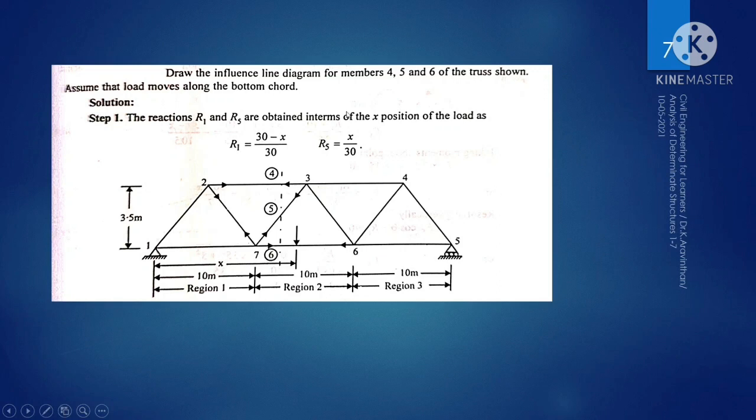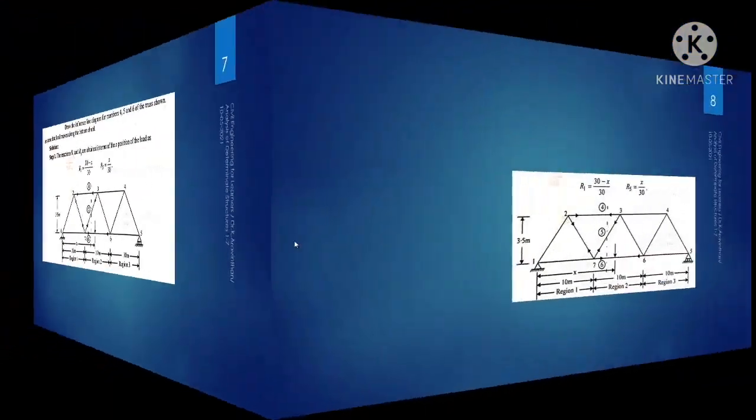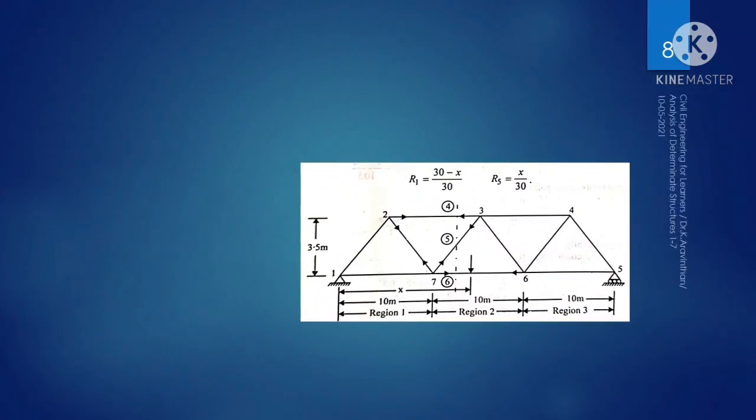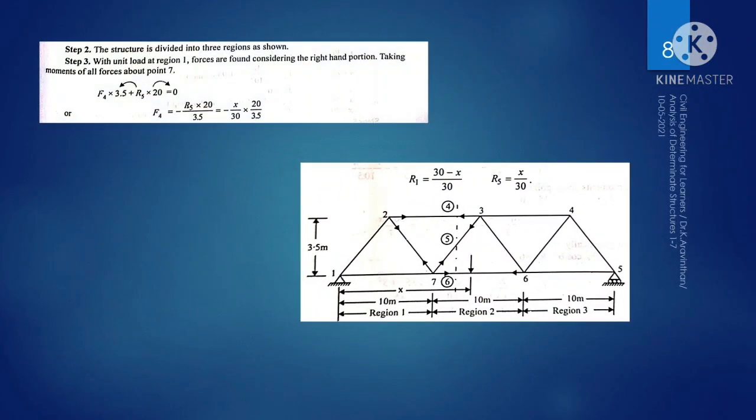So these members are not going to take any bending stress. The loads will be axial. You have to find whether it is a compression member or a tension member, and what the load is when this vehicle is moving at distance x. Okay. After finding the reaction, what we have to do in step number 2 is that the structure is divided into 3 regions as shown.